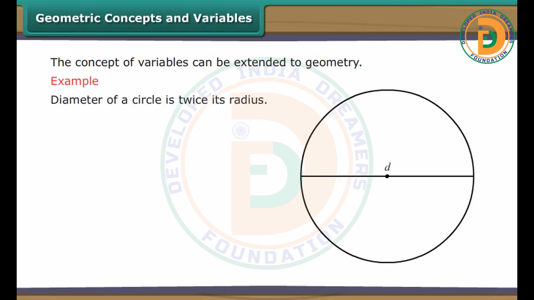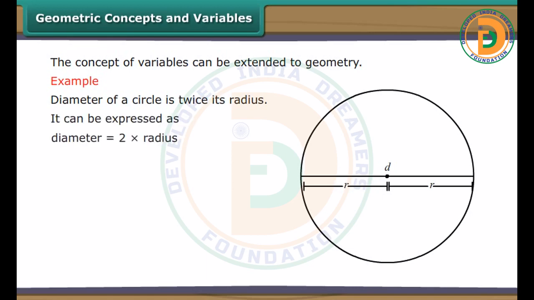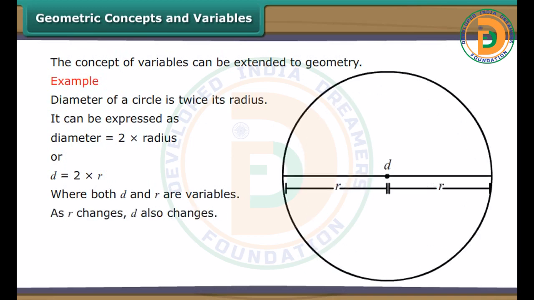Geometric concepts and variables. The concept of variables can be extended to geometry. For example, diameter of a circle is twice its radius. It can be expressed as diameter is equal to 2 into radius, or d is equal to 2 into r, where both d and r are variables. As r changes, d also changes. Let us use variables to express perimeters and areas.